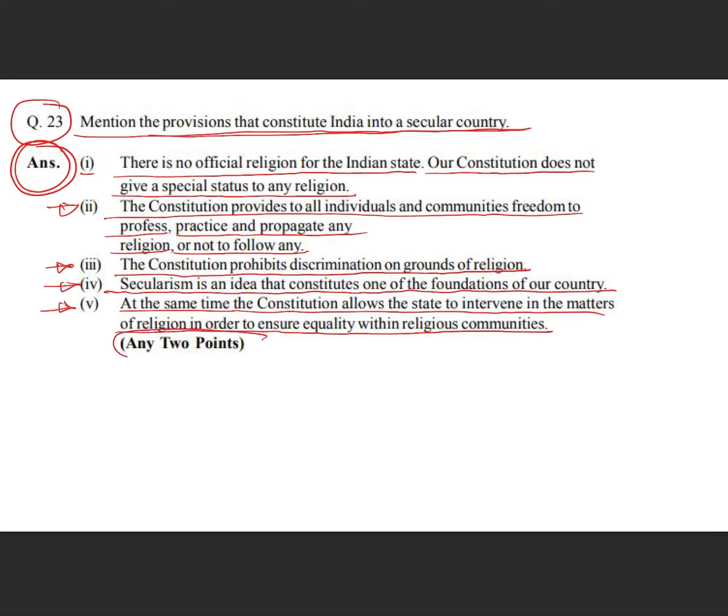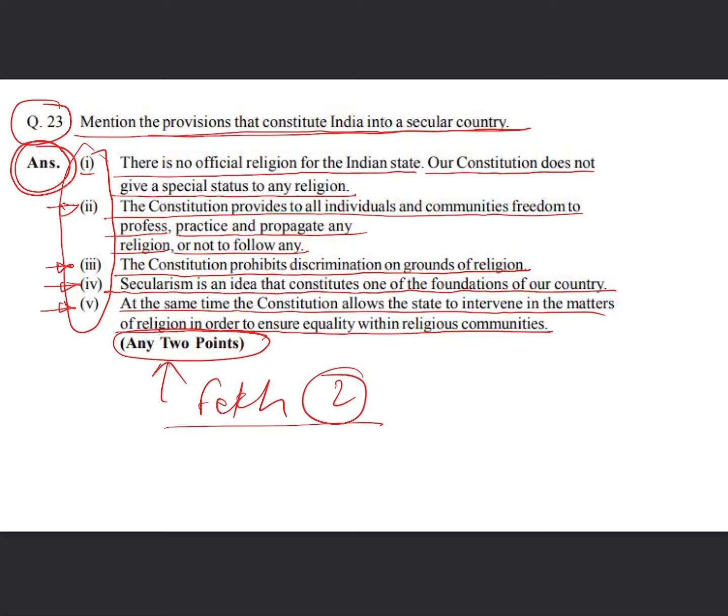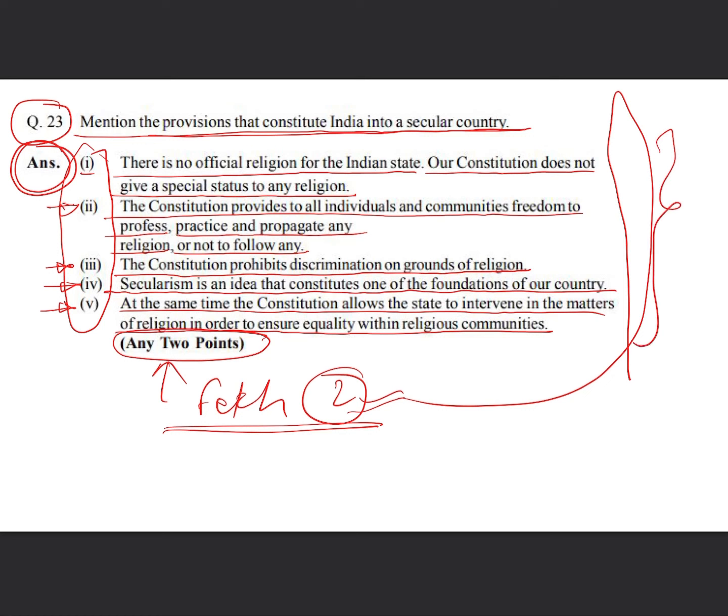So, any 2 points from these above mentioned points will fetch you 2 marks. Okay, but those 2 points should be as mentioned here only. Okay.